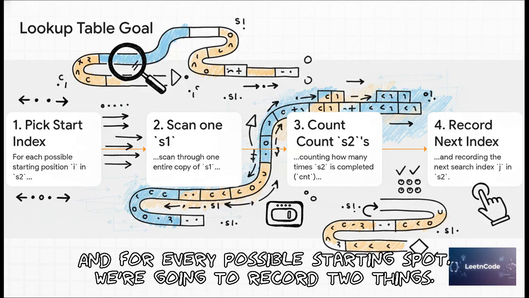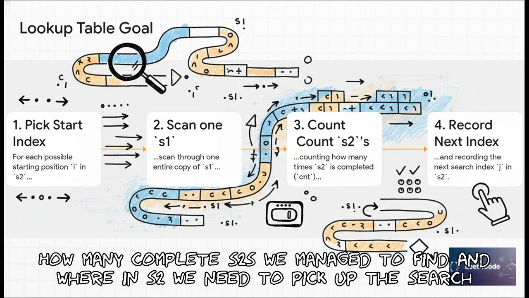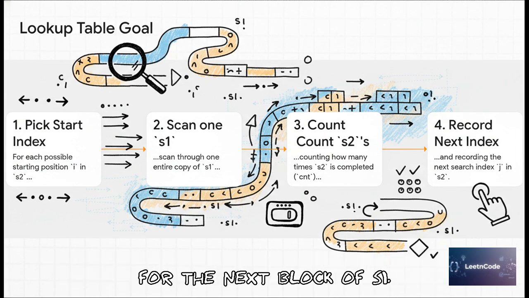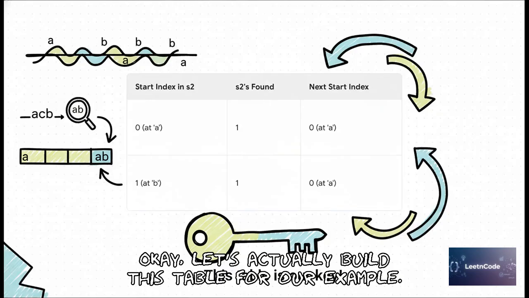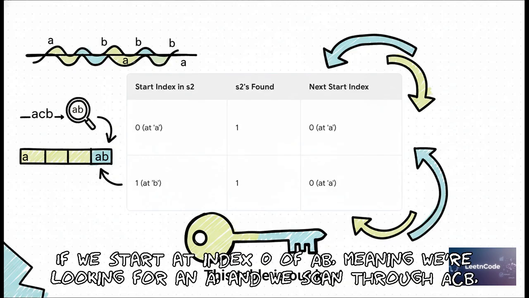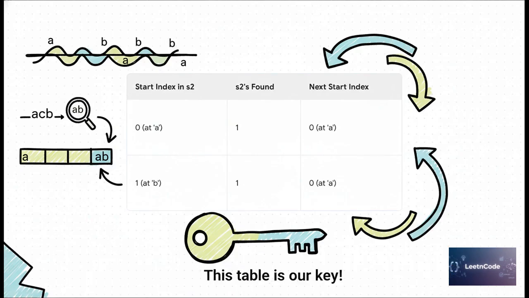And for every possible starting spot, we're going to record 2 things. How many complete S2s we managed to find, and where in S2 we need to pick up the search for the next block of S1. Okay, let's actually build this table for our example. If we start at index 0 of AB, meaning we're looking for an A, and we scan through ACB, we find the A, then the B. Boom, we found one complete AB.